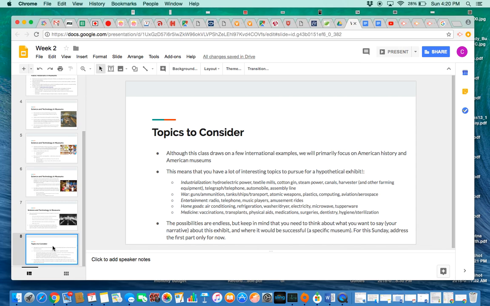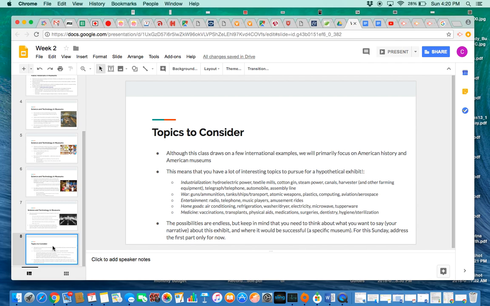If you want to look at an agricultural sort of focus, you can look at different types of farming equipment, like the harvester, the cotton gin, any of those sorts of changes you can definitely use as your key focus for your final project. War is another major change, right?